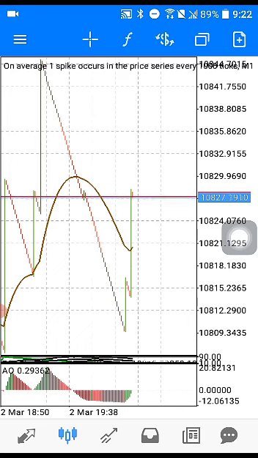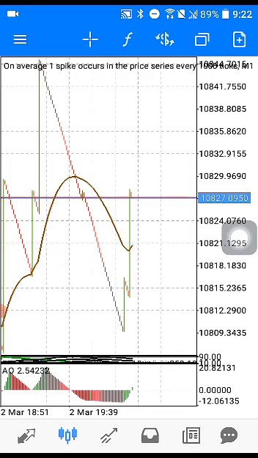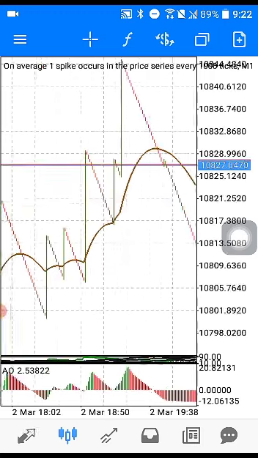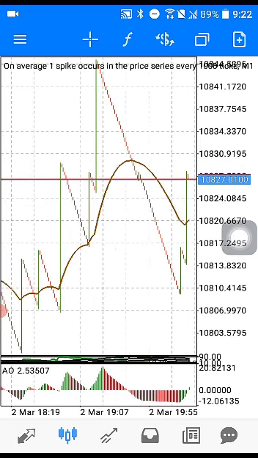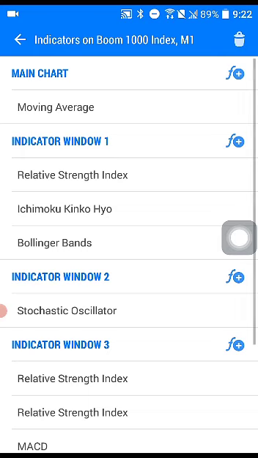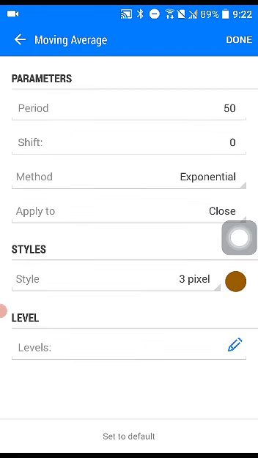So today, the indicator I'll be talking about today is moving average. I know you guys know moving average, and when you want to get what moving average is, you go to this F button, and then most of the time you see on the chart there's a moving average there, and you see there's a 50 period, 50 shift 0, exponential method, exponential apply to close moving average, and you see the style and everything.